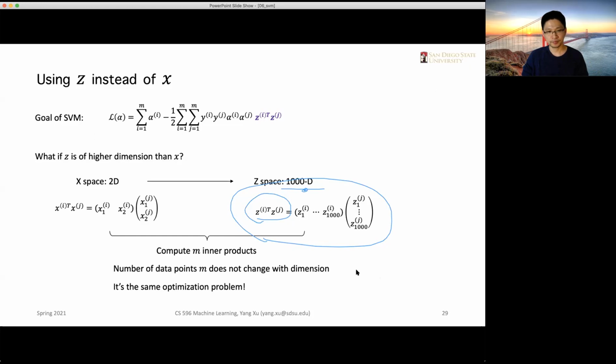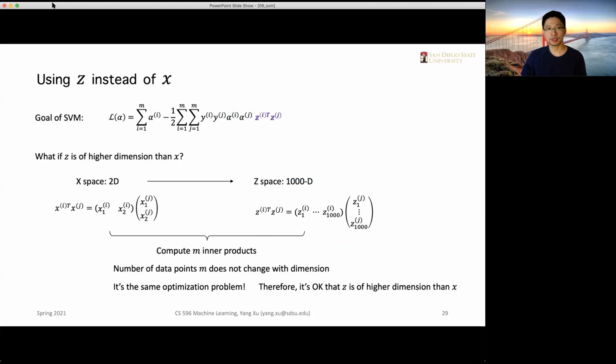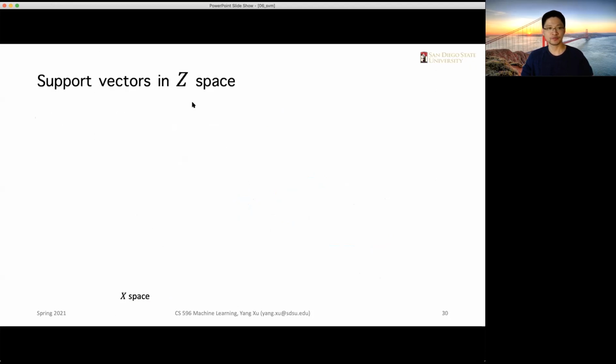It's actually the same optimization problem. It's just the quadratic programming problem; this part doesn't change. It's just the change of the coefficients. So it's okay if z is of higher dimension than x. This is good news for us, because it means we can use very flexible transformations to find the support vectors in z space.